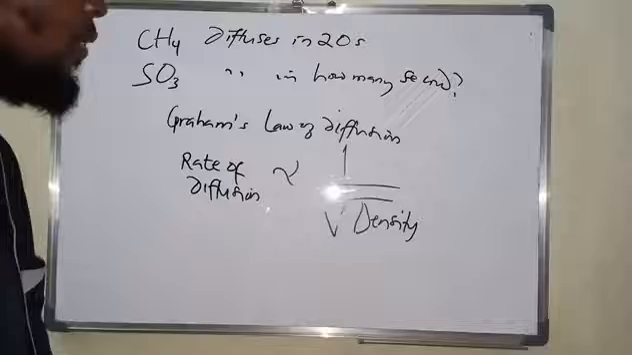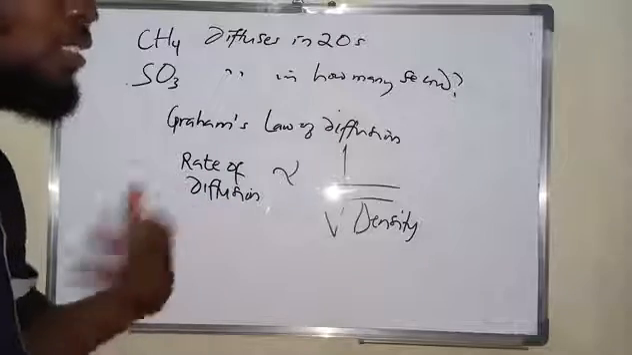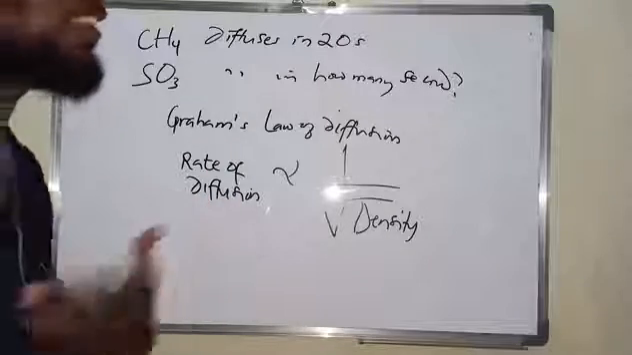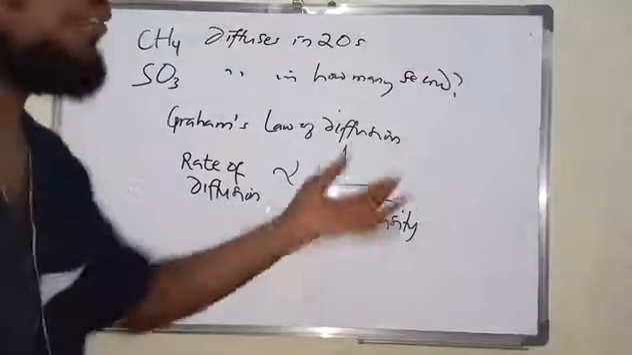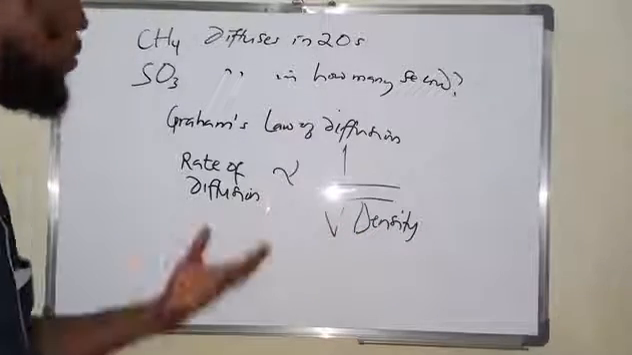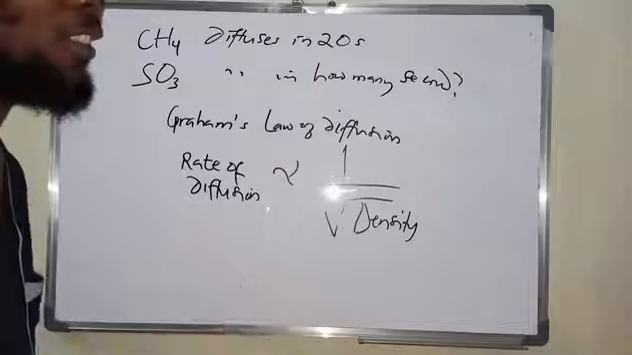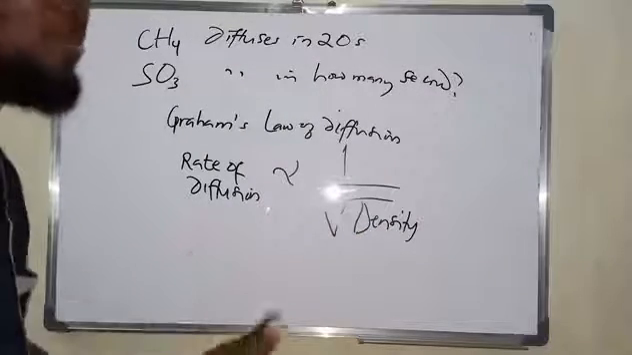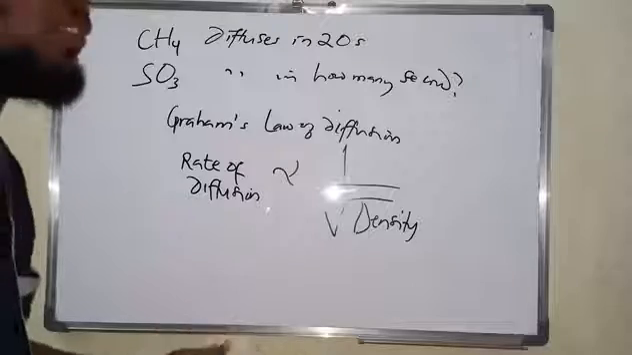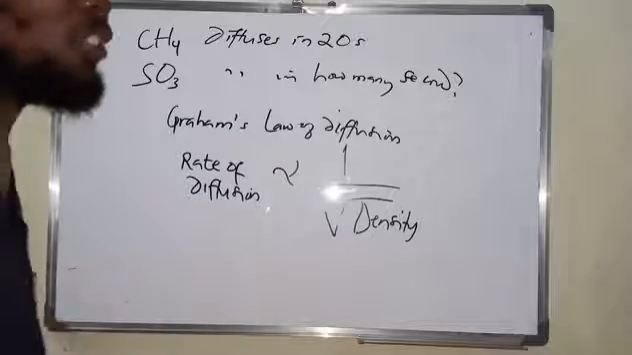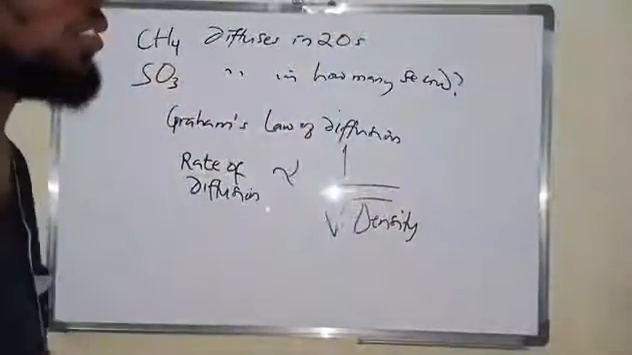The rate of diffusion is a measure of how fast a gas will diffuse. And we all understand what diffusion means. Diffusion is just the movement of a molecule from a region of higher concentration to a region of lower concentration.